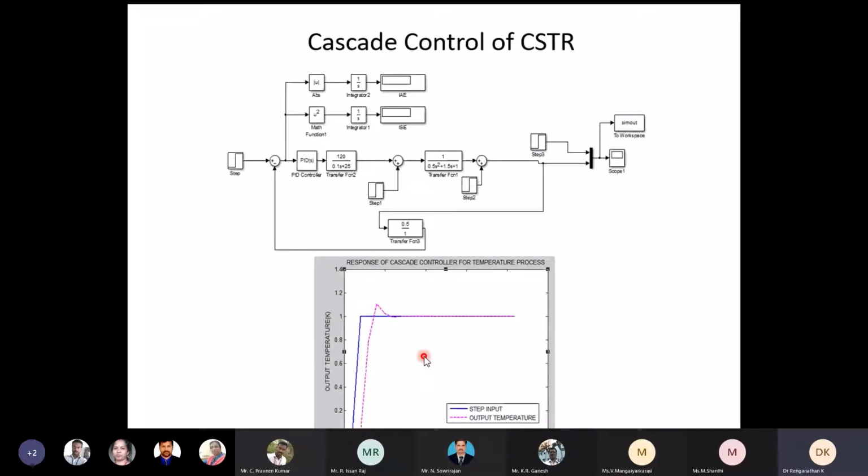And this is what one of our students has done. They have created a cascade control system, and they have done the cascade control for the CSTR. You could see a change in the output for temperature alone. They have done this cascade control for temperature alone for the same CSTR which you have taken into consideration.